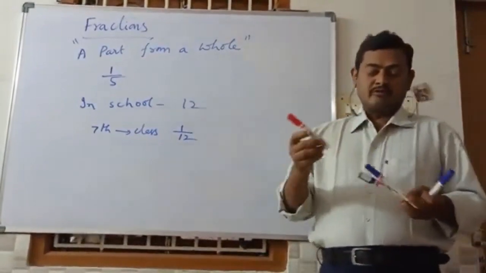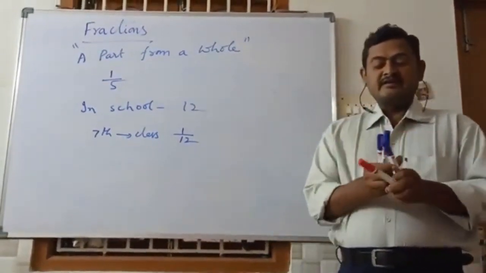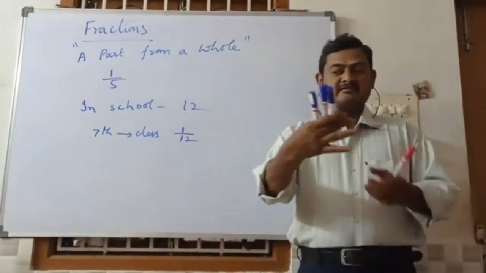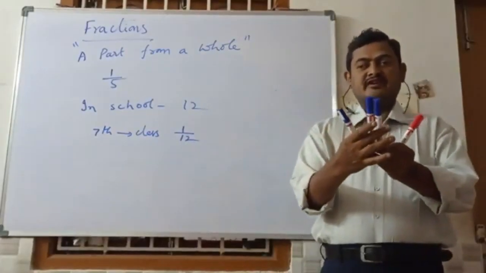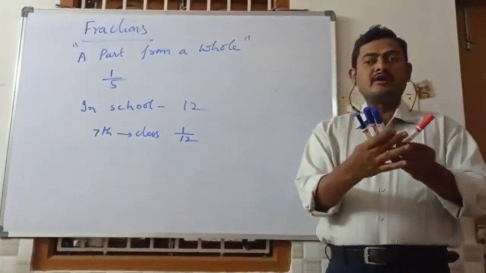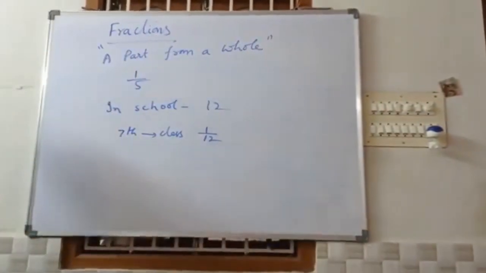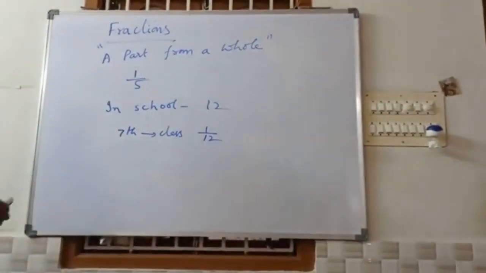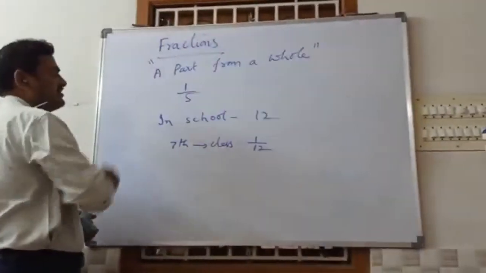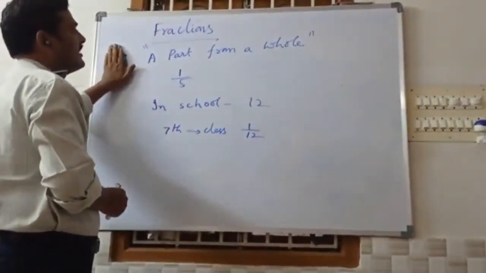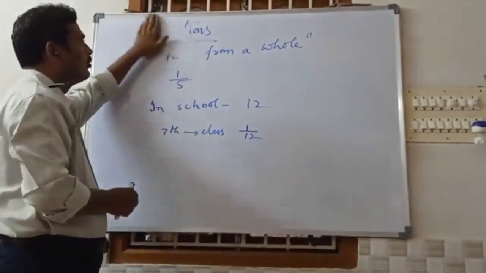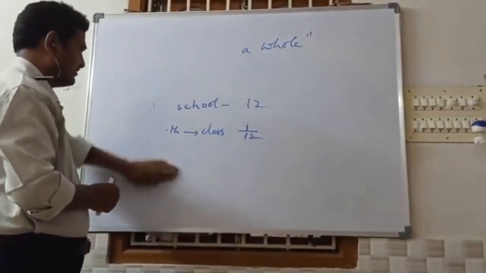For example, if I take these 3 pens I am selecting, what is the fraction? 3 by the total pens, which is 4. Like this, we can write the fraction. So a fraction is a number which is representing a part from a whole. That is called a fraction.